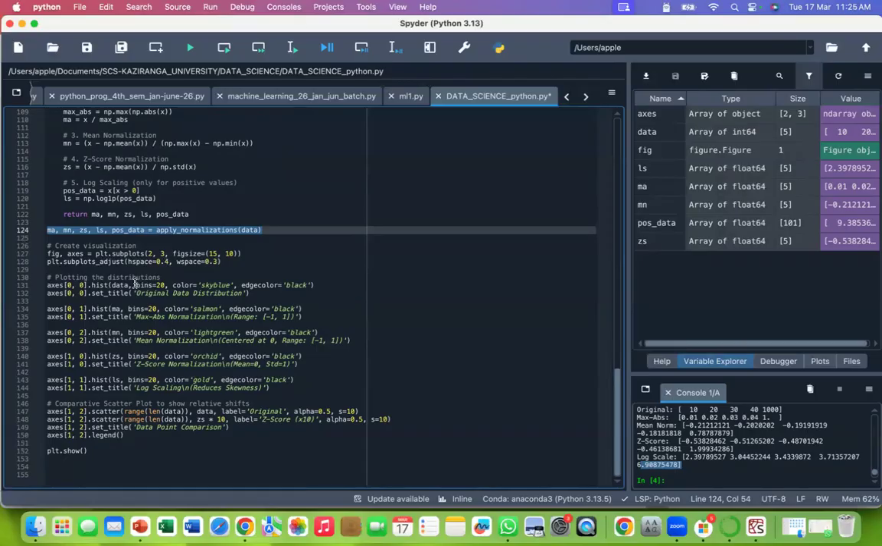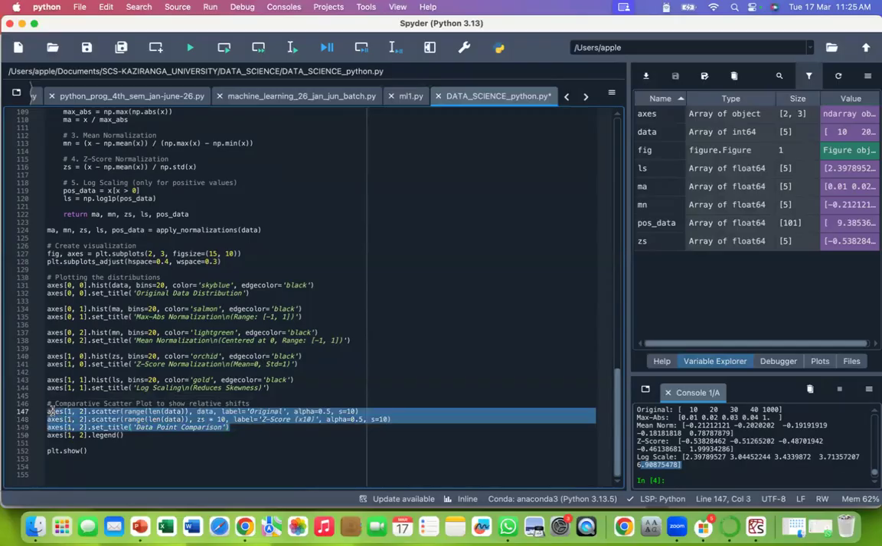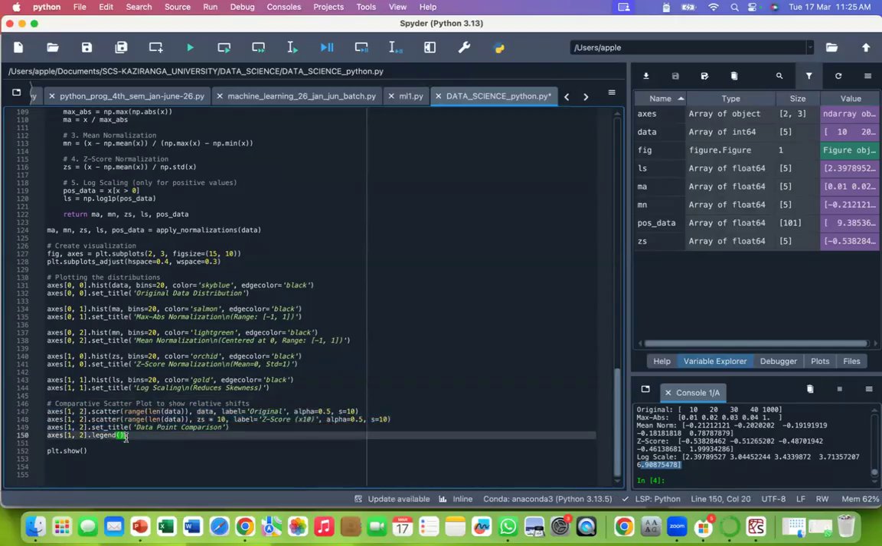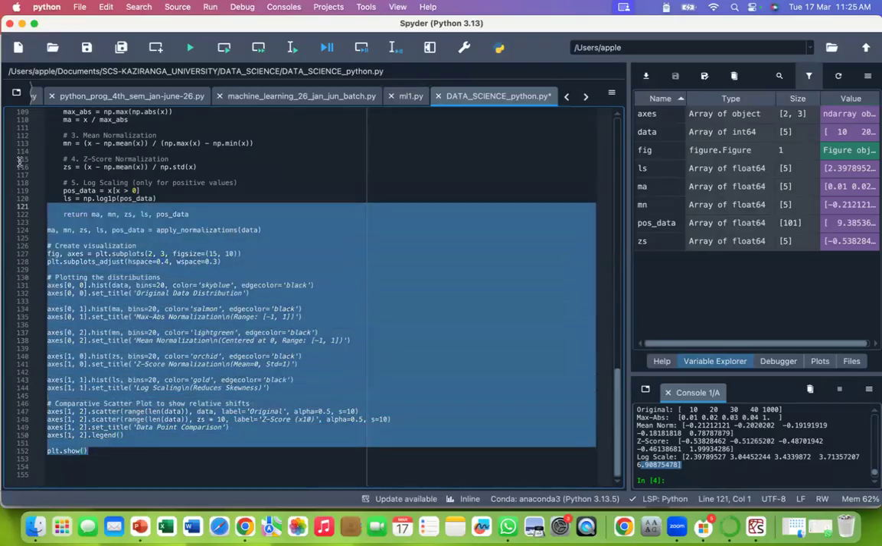Now the visualization we are showing with the help of a histogram. Data, bins 20, color sky blue, edge color, and this is the original data distribution. Then similarly we define different colors and edge colors for max abs normalization, mean normalization, Z-score normalization, and log scaling. Ultimately we compare them with a comparative scatter plot to show the relative shapes. Okay, so we are showing that.